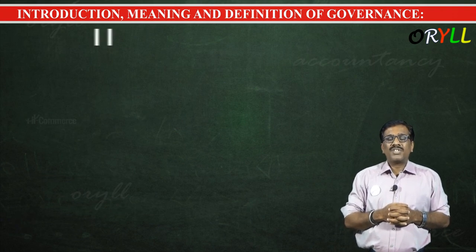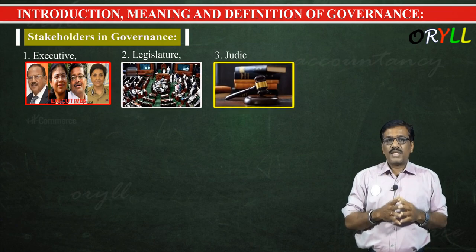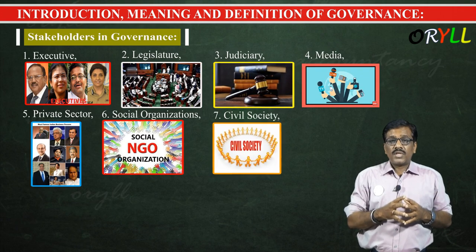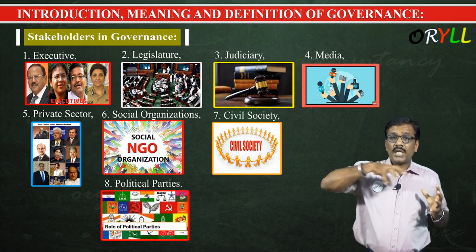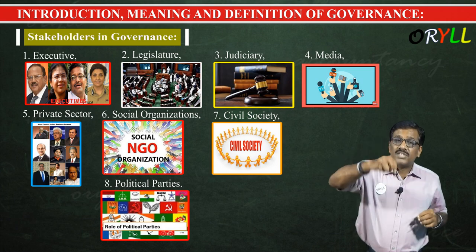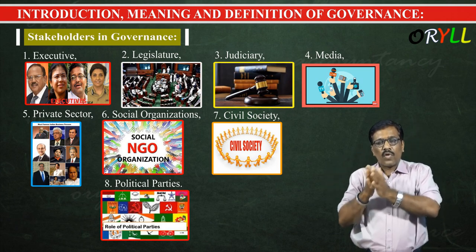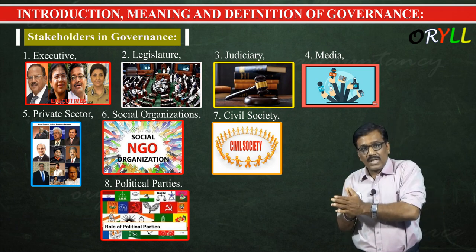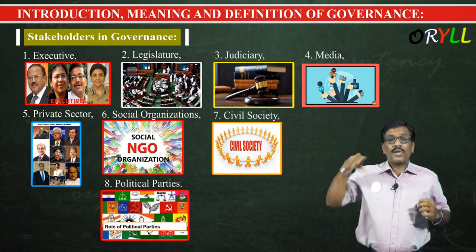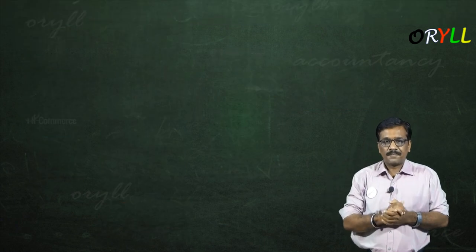And who are the stakeholders in governance? The executive, the legislature, the judiciary, media, private sector, social organizations, civil society and political parties. These are all the stakeholders, meaning everybody has their own involvement, either at the decision-making level, planning level, formulating or implementation level, discharging a function, or being a beneficiary. Some way or the other, everybody is involved in governance. That is what the stakeholders are about.